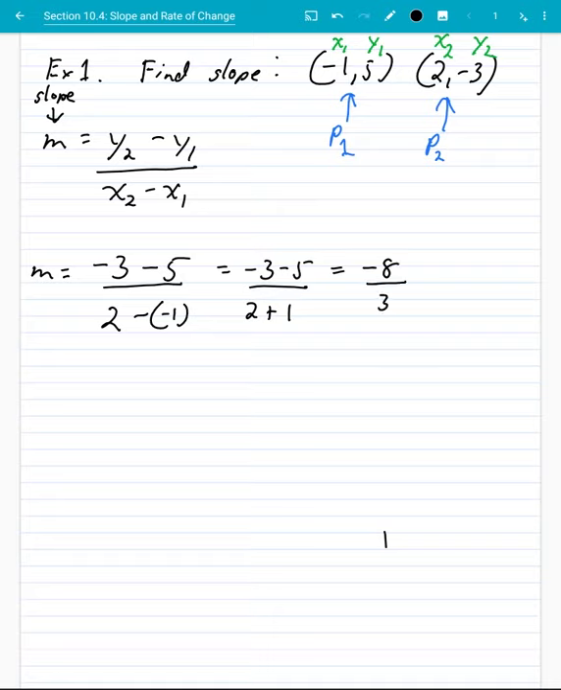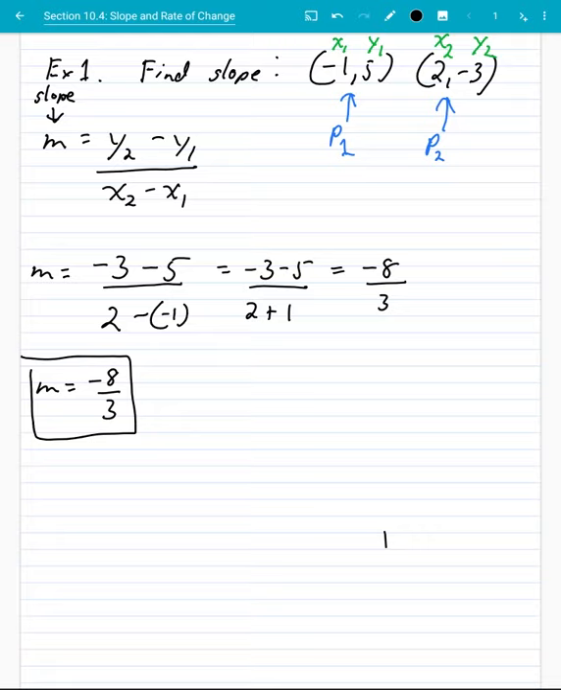3. There you have it. M is equal to negative 8 over 3. That's our final answer. So finding the slope, it doesn't always have to be a whole number, because we know math isn't always exact numbers, in the sense of nice whole numbers like 5, 6, 7, 8. We have negative 8 over 3, which is an exact fraction.